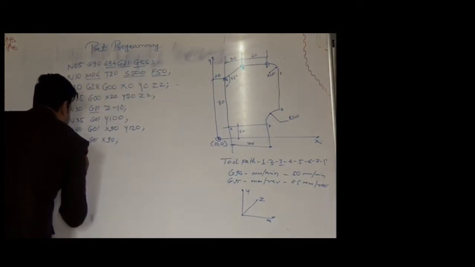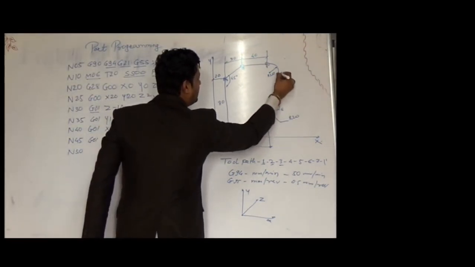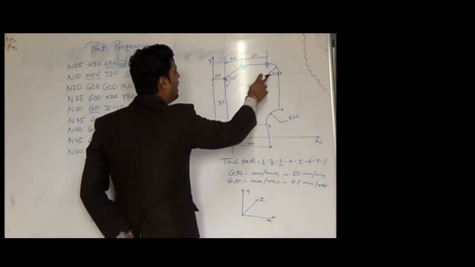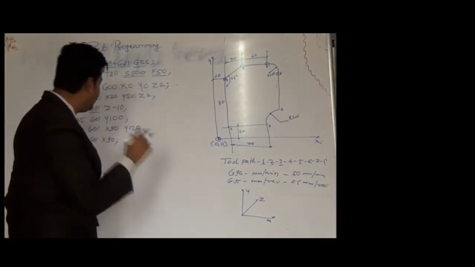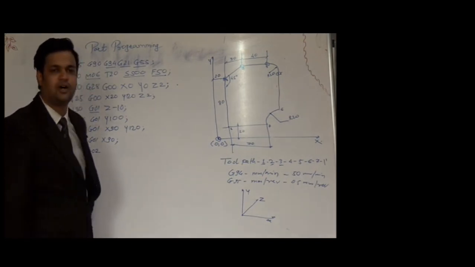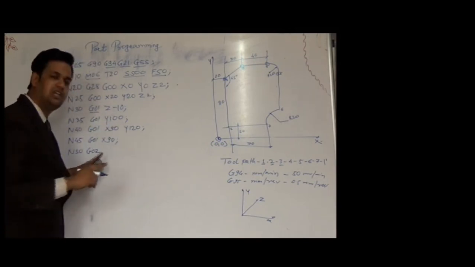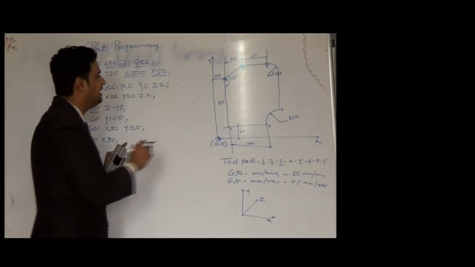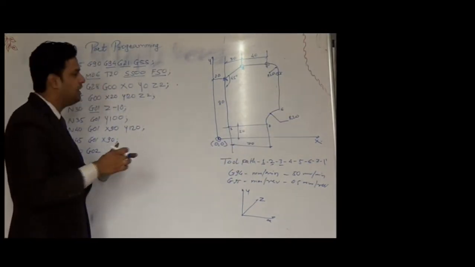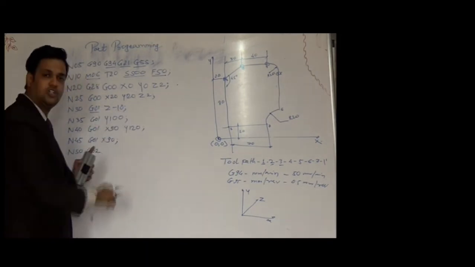Next, N50, from 4 to 5 there is a radius, that is a circular interpolation, having a radius of 20. Now how to write the block? First G02. Why am I writing G02? This is for circular interpolation in clockwise direction, and G03 is for counterclockwise direction. Here the cutter moves in clockwise direction, so I am using G02. If it is in counterclockwise direction, I have to write G03.